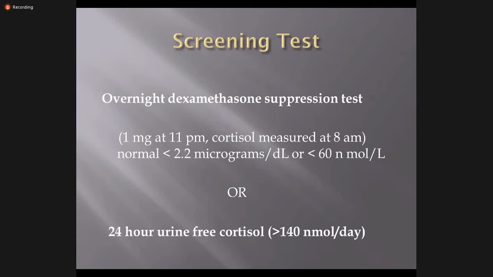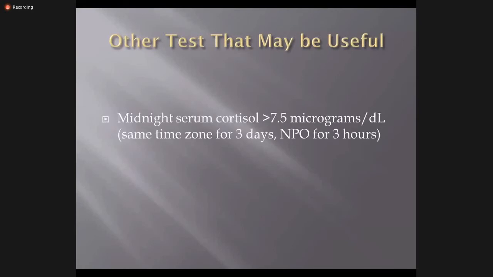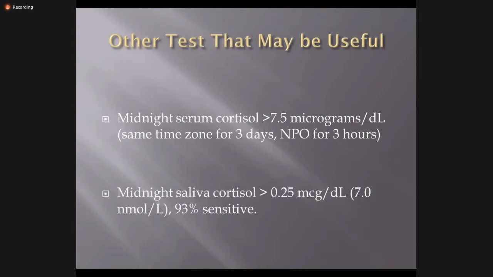We screen if we are suspecting Cushing syndrome, if clinical features of Cushing syndrome are there. Then first of all, we screen such a patient. These two are the screening tests which are commonly used. Then the other tests which can be used are the midnight serum cortisol, where more than 7.5 is diagnostic, screening test positive. Midnight salivary cortisol more than 0.25 is specific and sensitive for 93%.